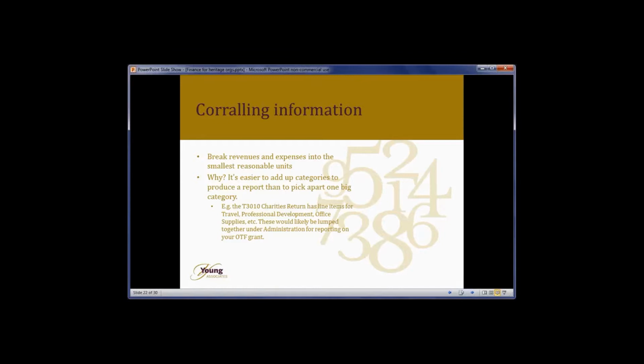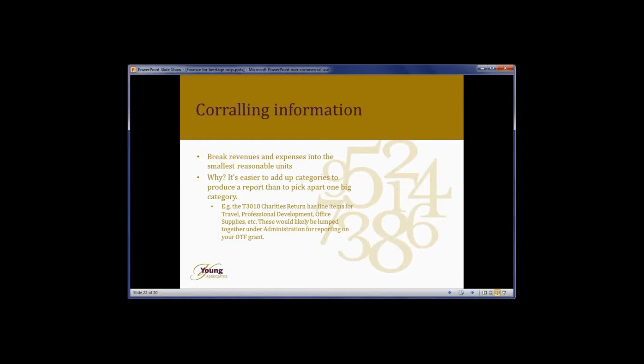So for instance, you'll find that on the charities return, the Canada Revenue Agency wants to see detail on travel, they want to see how much you spend on professional development, they want to see how much you spend on office supplies, rent, etc. If you look at the Ontario Trillium Foundation's forms, there's one category for administration, or at least I know that they've been revising their forms.